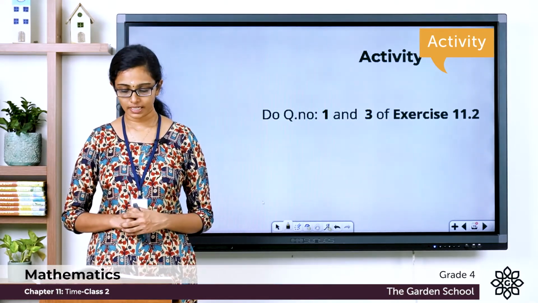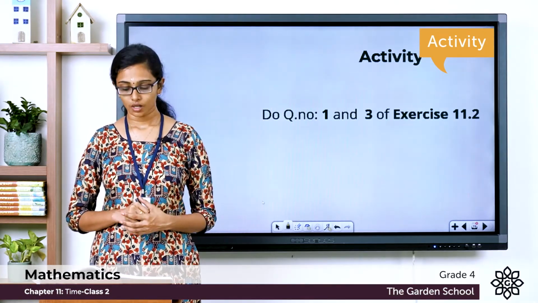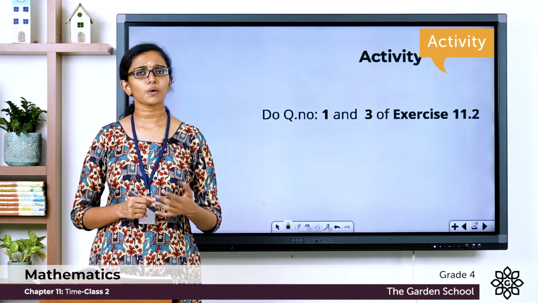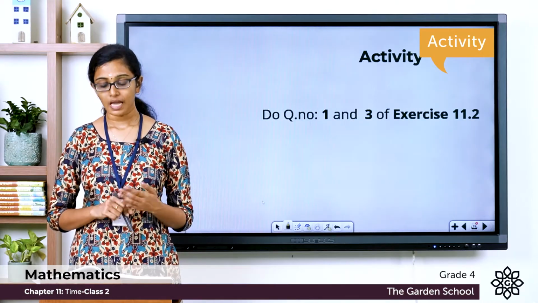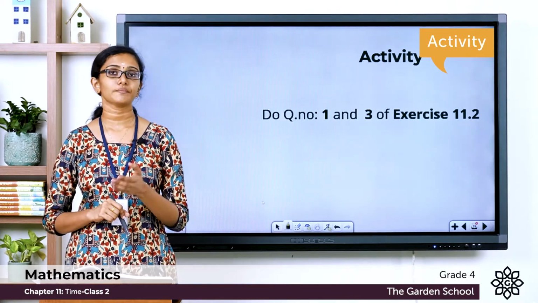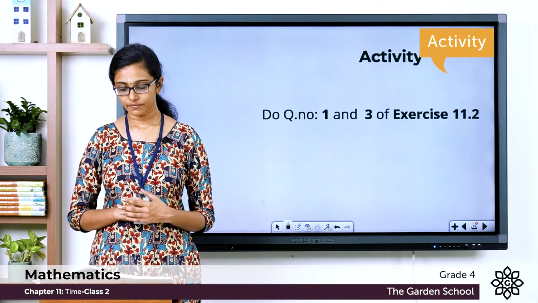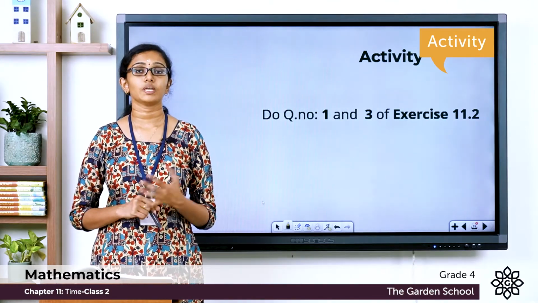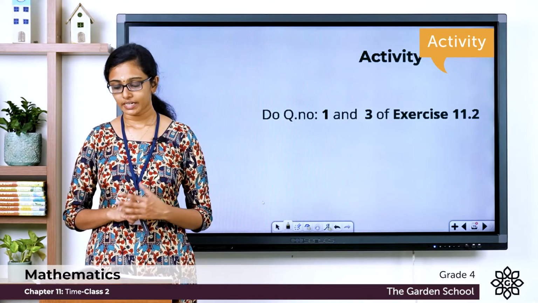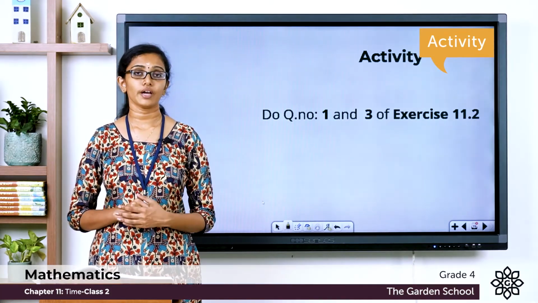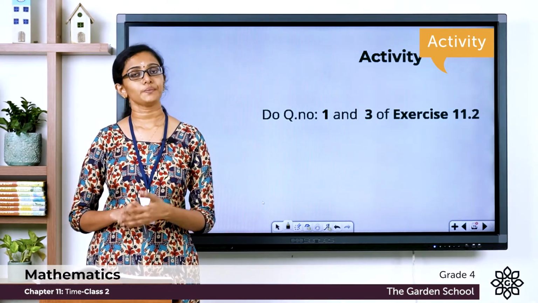Let's see the first question. Meghna goes to school at 8:30. Is it AM or PM? Meghna will be going to school in the morning, so it should be: Meghna goes to school at 8:30 AM and goes to sleep at 8:30 PM. The next one, Navin eats his breakfast at 7:45. Is it AM or PM? We eat breakfast in the morning, so it should be 7:45 AM. And eats his dinner at 7:45. Is it AM or PM? We eat dinner in the night, so it should be 7:45 PM.